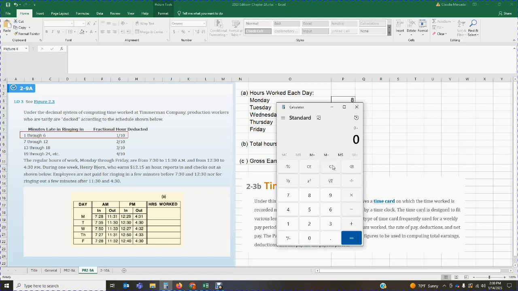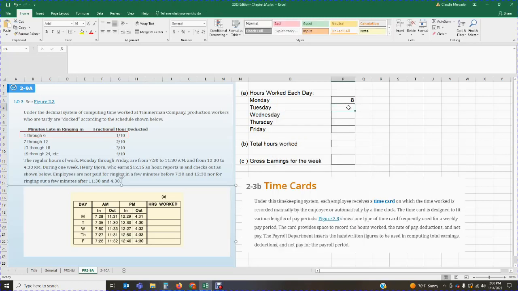So 1 minus 0.10, that means that we're going to pay on Tuesday 7.90 hours. And we're paying 7.90 hours. Let me put this. Because there is a 0.10 penalty. There's a penalty. So these are the amounts that are actually being worked. These are the penalties.